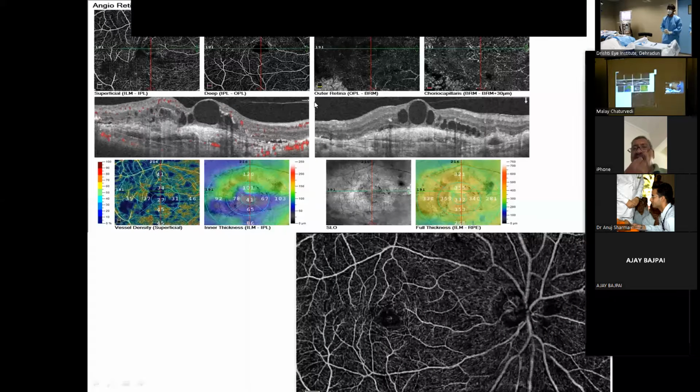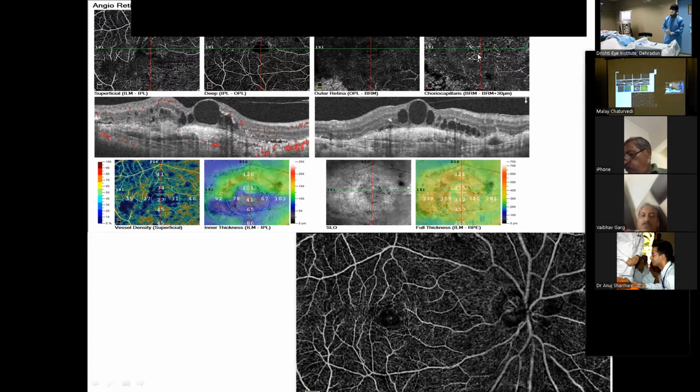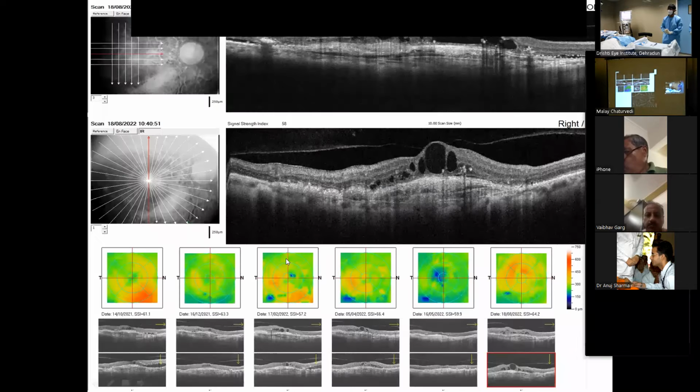So this is the angiography image, which shows that yes, there is some CNVM formation when we see the choriocapillaris layer of this, and we can very clearly notice that there is all the three components, which is the IRF, the SRF, and even the fluid is below the RPE level. And these are the OCT scans.